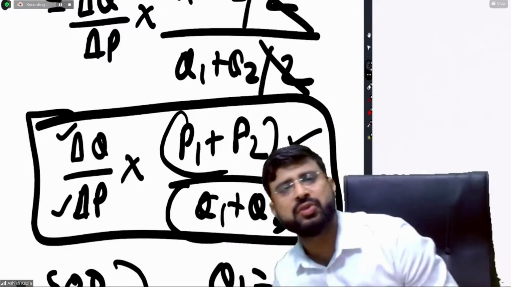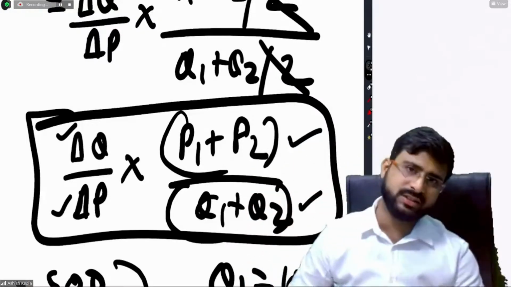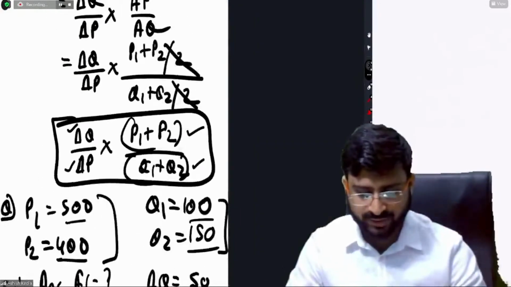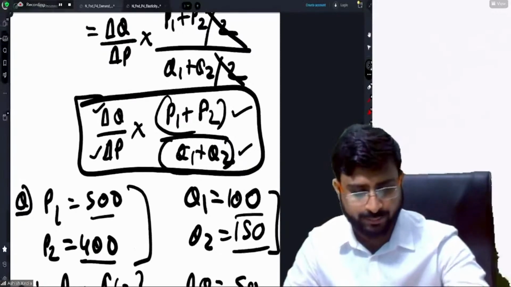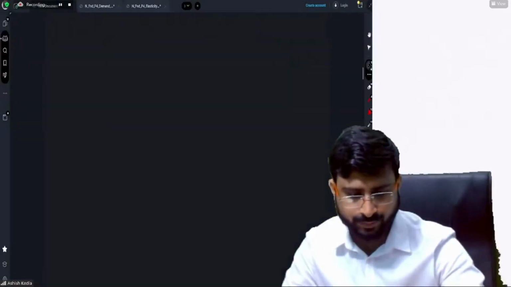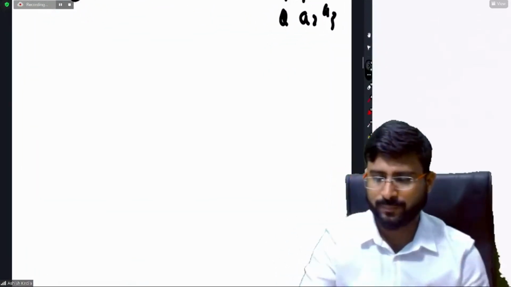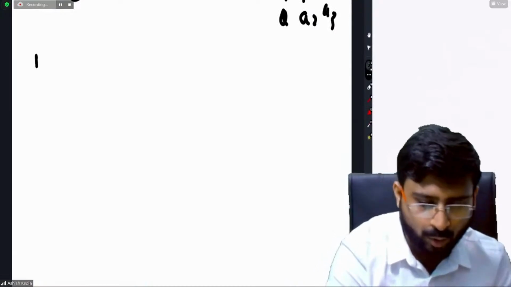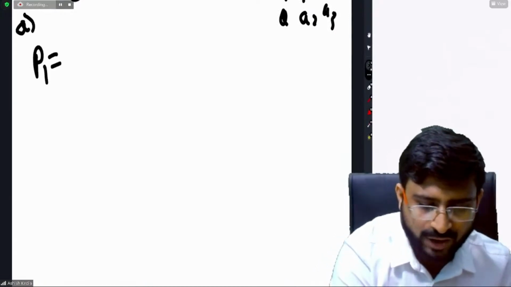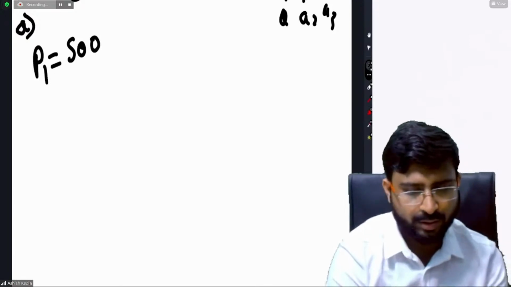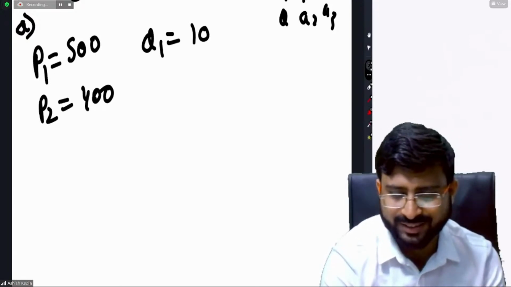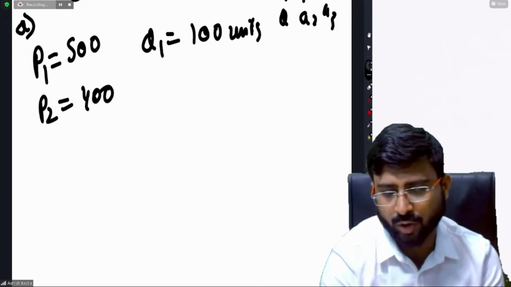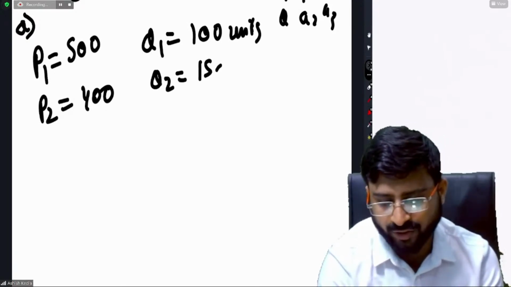Now we will solve a sum using the arc elasticity method. I hope all of us are ready. Okay. So suppose the original price was 500 rupees. Price fell down to 400 rupees. Original quantity was, let's say, 100 units. Now the quantity has risen and become 150 units.